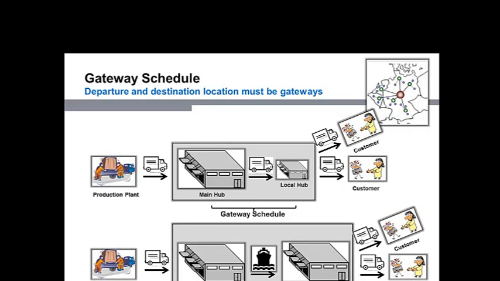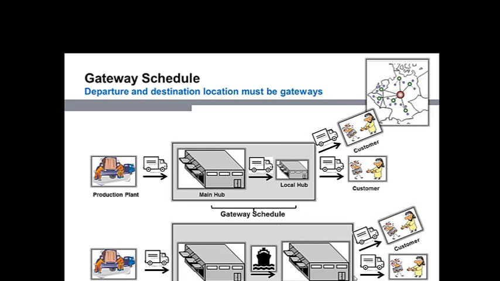Okay, another type of schedule is the gateway schedule, as we will see on this slide. In this case, departure and destination points are gateways. So here, in this first case, we have a road example. We go from the production plant to the hub, and hub is another word for a gateway. And then from the hub we go to the local hub, and then from the local hub we go to the customer. So this connection here is from gateway to gateway.